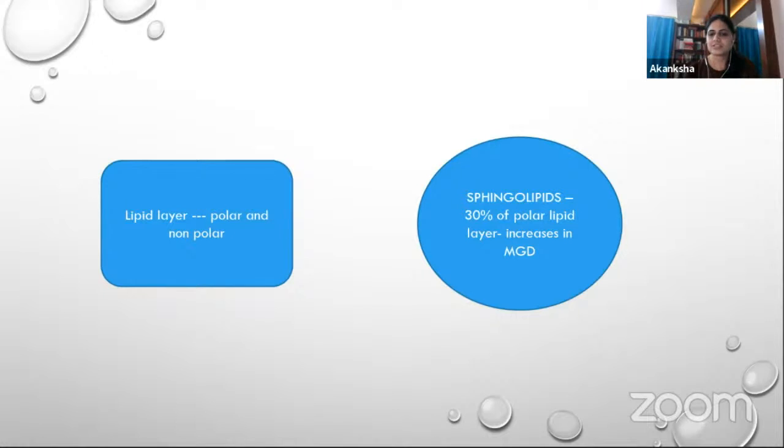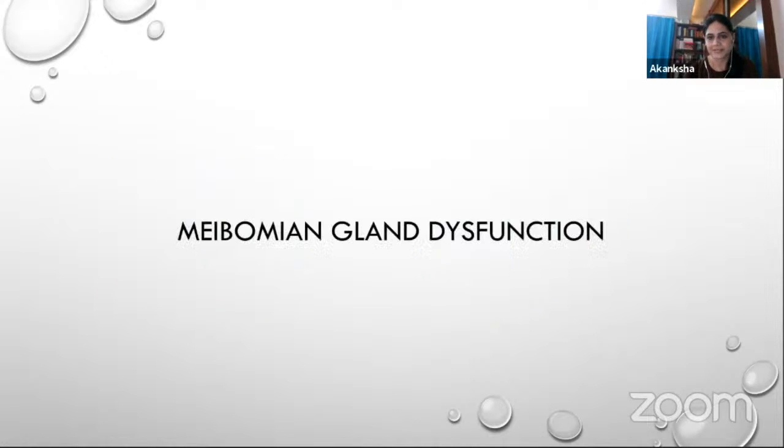And these ceramide components make the melting temperature of the secretion higher. And therefore, the meibum that was supposed to be in a liquid state starts now becoming more dense. It does not melt. It does not remain in the liquid state. And that is how it starts obstructing the glands. So this is the basic pathology that is happening.